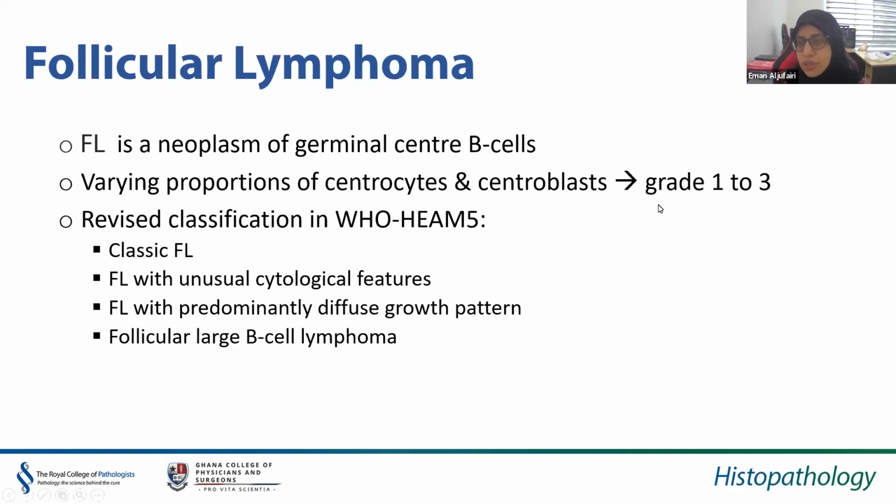And for all these years, we used to grade them from 1 to 3 based on how many centroblasts we have. So as we know, if it's less than 5, that's your grade 1, 6 to 15, that's your grade 2, more than 15, that's your grade 3A. However, in the new classification, the 5th edition of the WHO, grading is no longer required, and we divided follicular lymphoma into 4 subgroups. So we have the classic follicular lymphoma, follicular lymphoma with unusual cytological features, follicular lymphoma with a predominantly diffuse growth pattern, and follicular large B-cell lymphoma.